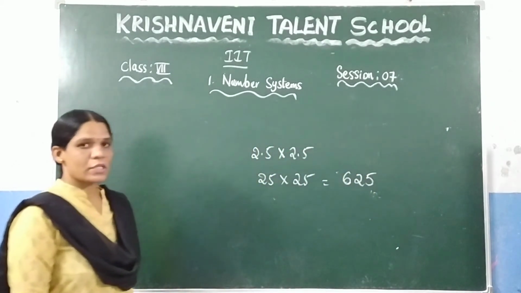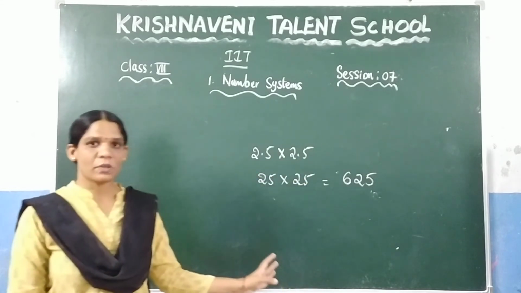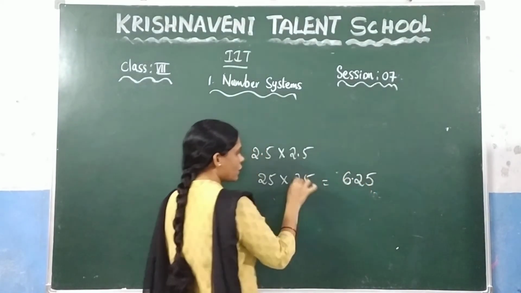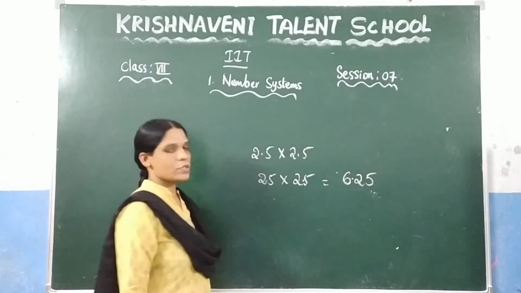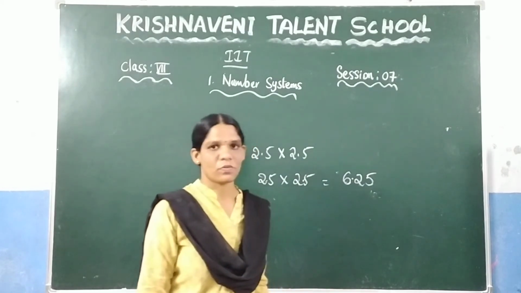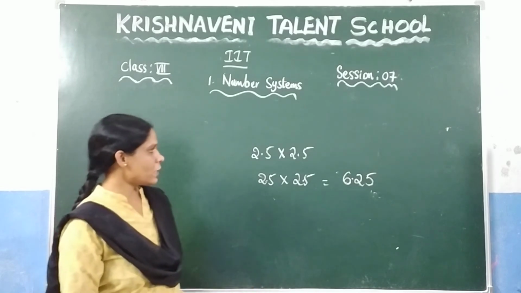Now count after the decimal point how many numbers are there? 1, 2. So starting from the right, count 2 numbers, 1 and 2, and keep the decimal point there, which gives you the answer: 2.5 into 2.5 is equal to 6.25. Like that you have to multiply 2 decimal numbers.